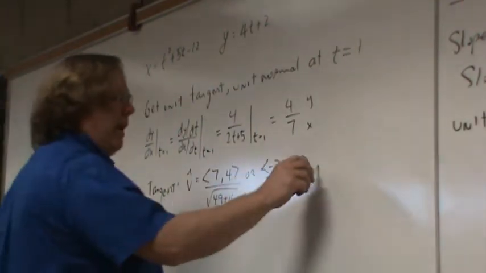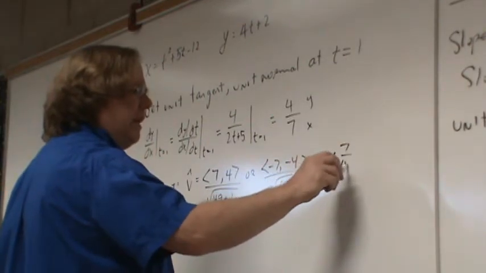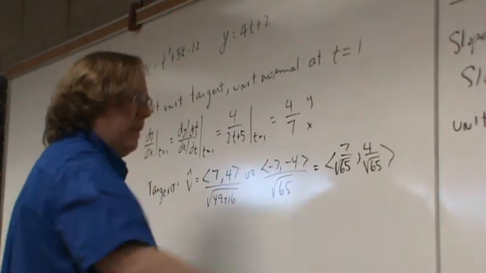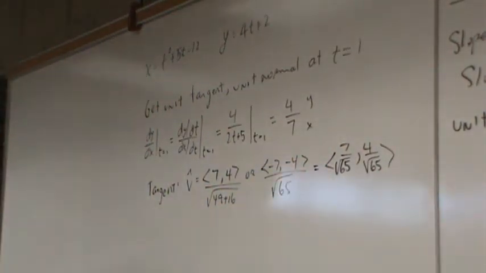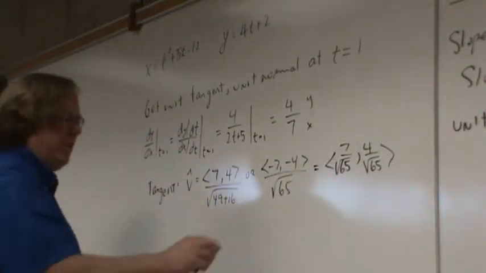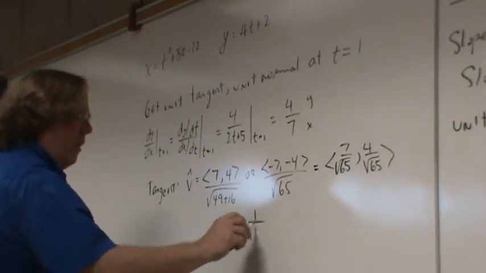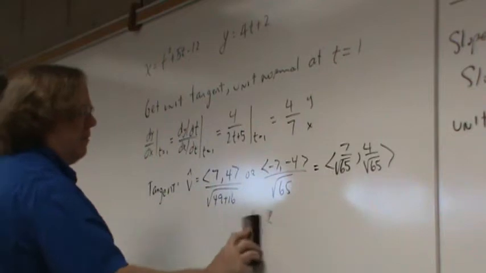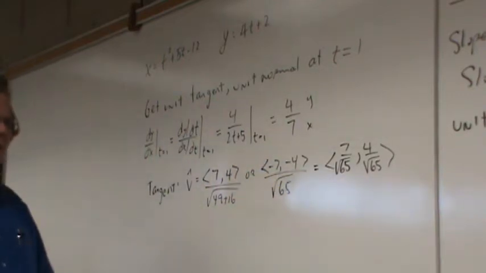And you could also rewrite this as 7 over rad 65, comma 4 over rad 65, which is actually the way I personally prefer it. But I think the book prefers 1 over rad 65. I don't know what the book does, but I think just go with that.